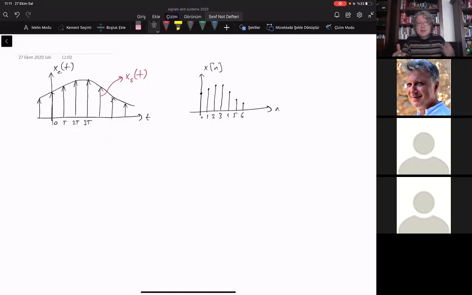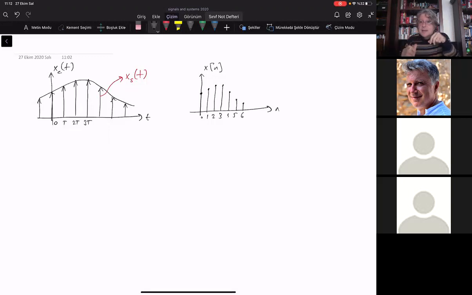We have 3 different signals, x sub c of t, x sub s of t, and x of n. 2 of them are continuous time, 1 of them is a discrete time signal, and they have their corresponding Fourier transforms. X sub c of t will have a continuous time Fourier transform. X sub s of t will also have a continuous time Fourier transform. X of n will have a discrete time Fourier transform. Look at those Fourier transforms. They are all over the so-called omega axis.